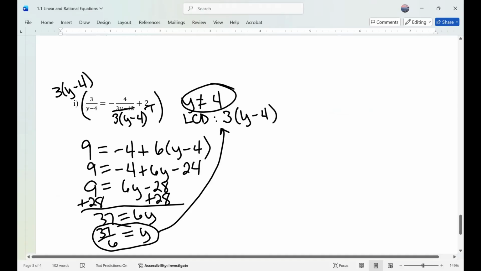Now, again, not every time will it not match. There will be some occasions where it does match. So you do need to check every single time. And if it does match, you need to cross it off. If there's no answers left, then it's no solution. If there are answers left that don't match the extraneous, then those are your solutions.